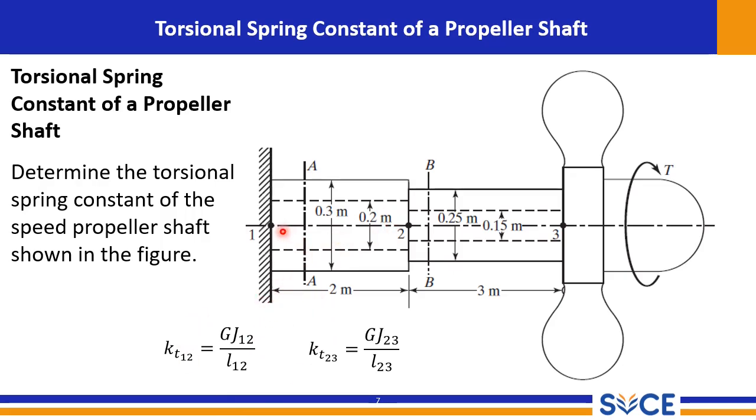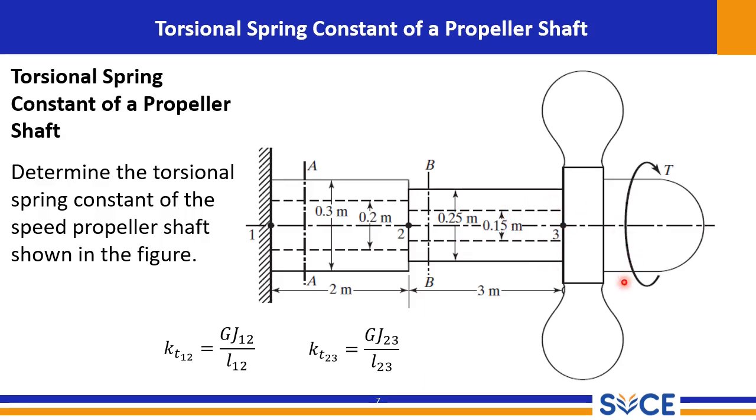This section 1-2 has a length of 2 meters. It has two different diameters: 0.3 meter for the outer diameter and 0.2 meter for the inside diameter. It is a hollow shaft. The second section of the propeller shaft is 2-3, which has a length of 3 meters. It is also a hollow shaft. Outer diameter is 0.25 meter and inner diameter is 0.15 meter.